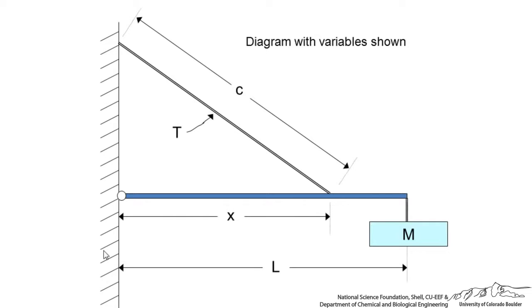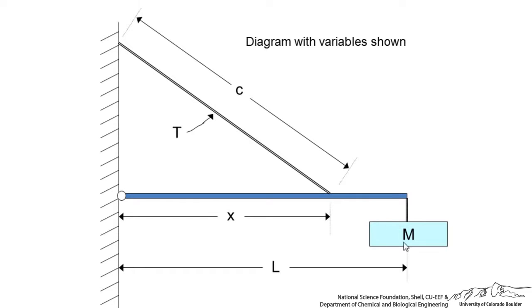So we've got a wall over here on the left. We have a beam. It's hinged. We have a cable here. The cable has length C, which for this particular example is 3 meters. The length of the beam here, big L, is 2.5 meters. T is the tension that's in that cable.